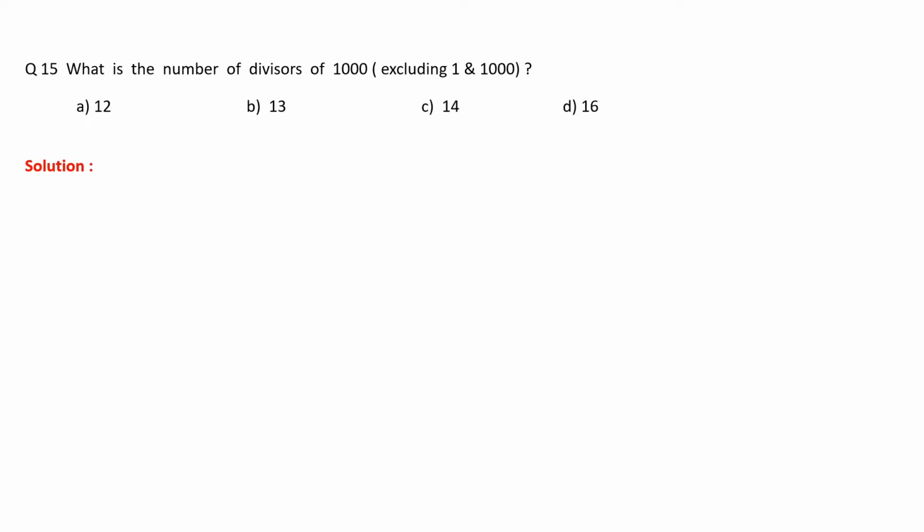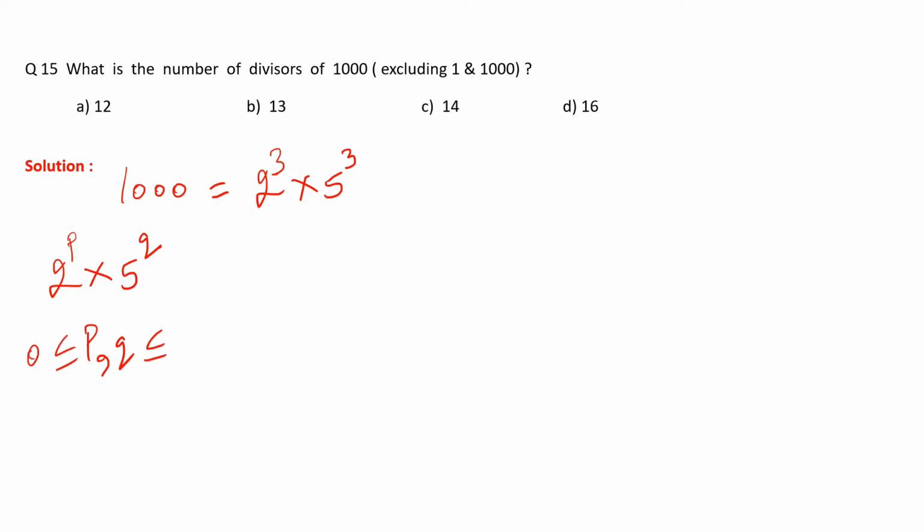The question says, what is the number of divisors of 1000 excluding 1 and 1000? Now students, this is a question belonging to the topic of permutations and combinations. If we write 1000 in terms of prime factors, it becomes 2³ × 5³. And whenever we write any divisor of 1000, it will always be of the form 2^p × 5^q, where both p and q lie between 0 and 3.